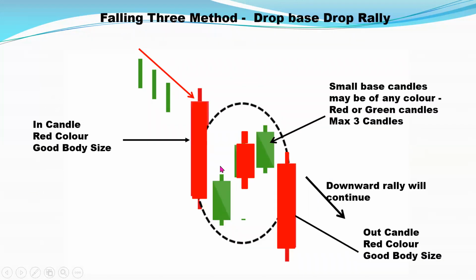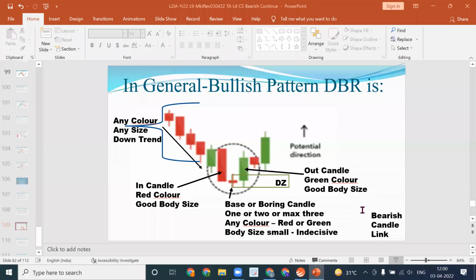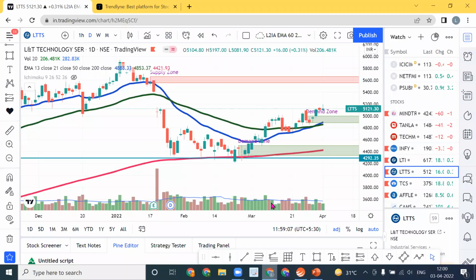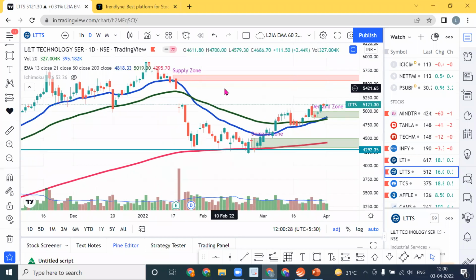So a drop, a big drop candle, the base, and once again a drop. Let us see here. Any particular thing you can see here? A drop, then a big gap down is there, then some base candles, and once again it dropped. So here is a place we have this continuation kind of candle.